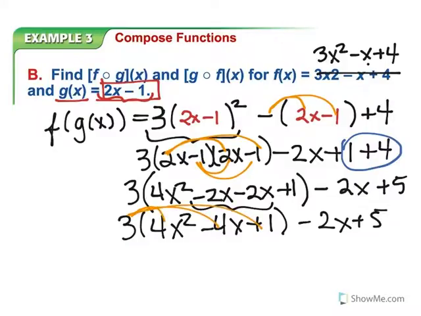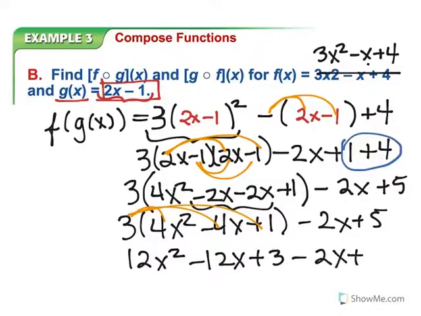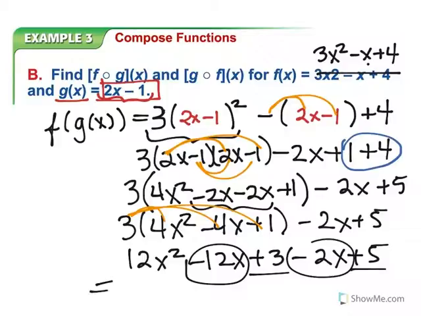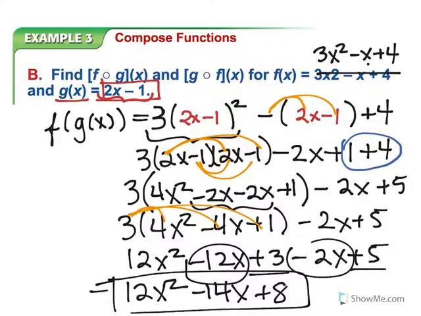Distribute your 3 to get 12x squared minus 12x plus 3 minus 2x plus 5. Last step, combine like terms to get our answer of 12x squared minus 14x plus 8. That would be f of g of x.